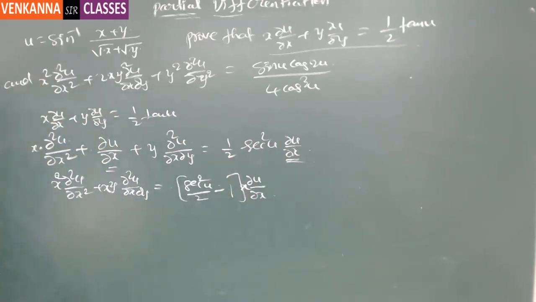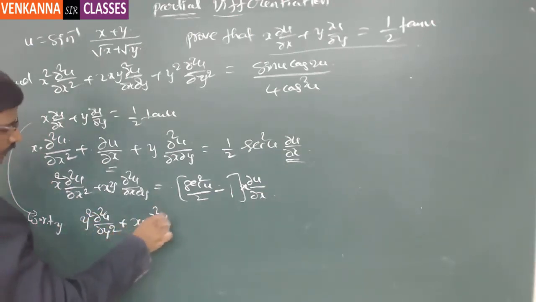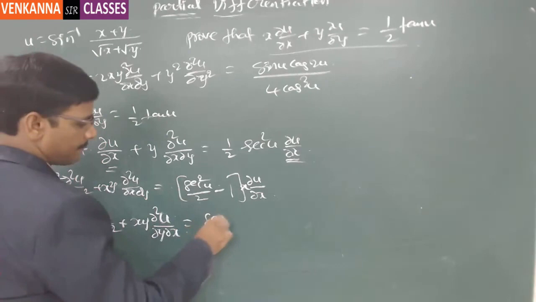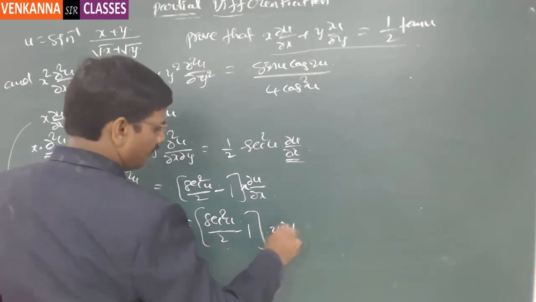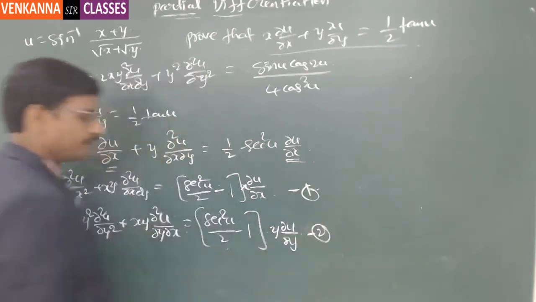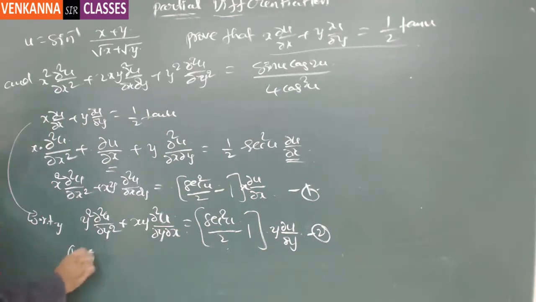Similarly, if you take the derivative of this one with respect to y, this will be y square del square u by del y square plus xy del square u by del y del x is equal to, again, (secant square u by 2 minus 1) times y del u by del y. So this is with respect to x and this is with respect to y. Now if you add these two together, that will be the LHS.